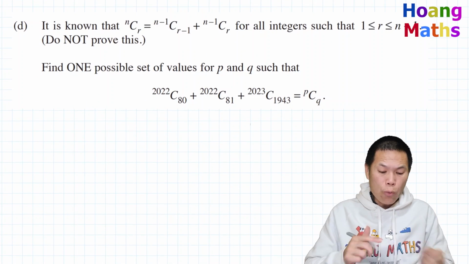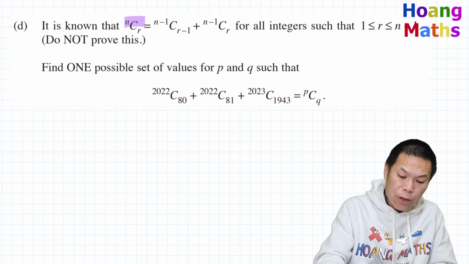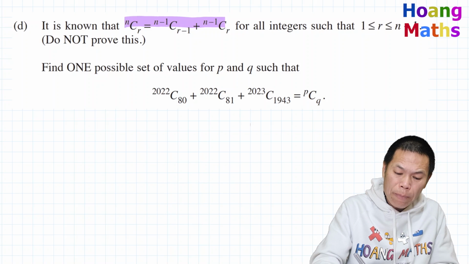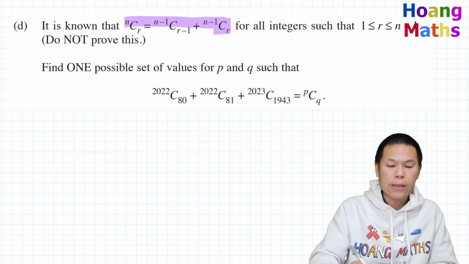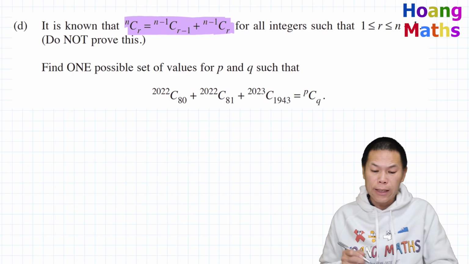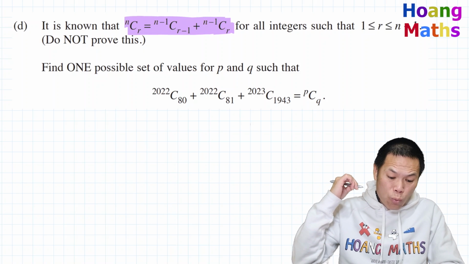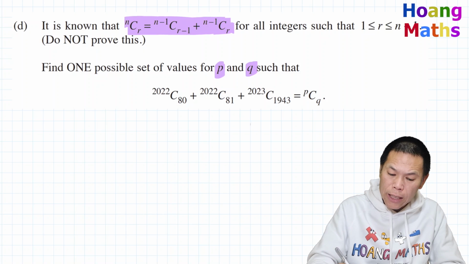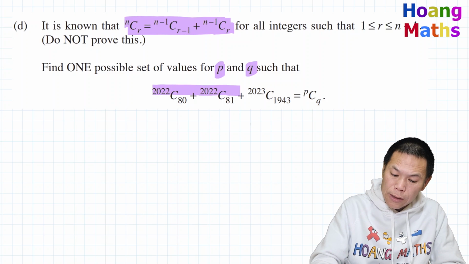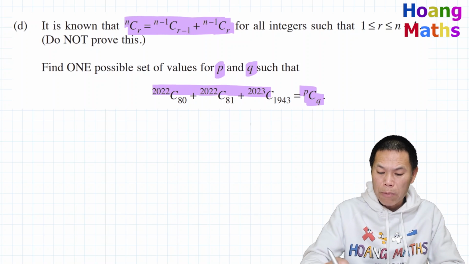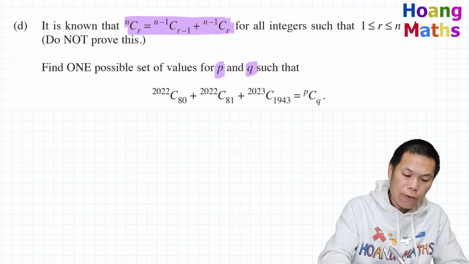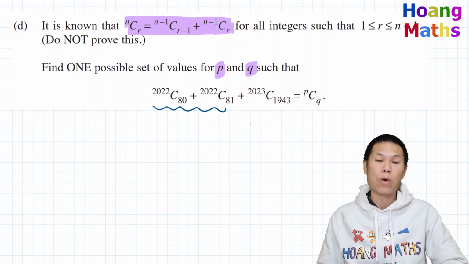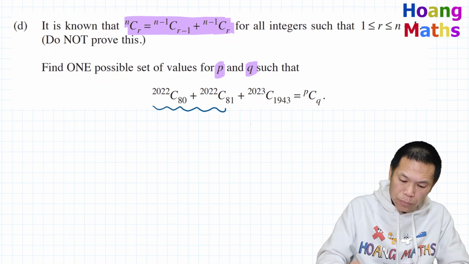Part D. So we know that nCr will give us (n-1)C(r-1) plus (n-1)Cr. Okay, we use these facts. So we need to find one possible set of values for p and q such that this is equal to this. Okay, so keep that in mind. So we use the fact that is given. So we just find an expression for this first. Okay, simplify, in other words. So let me just write this down.